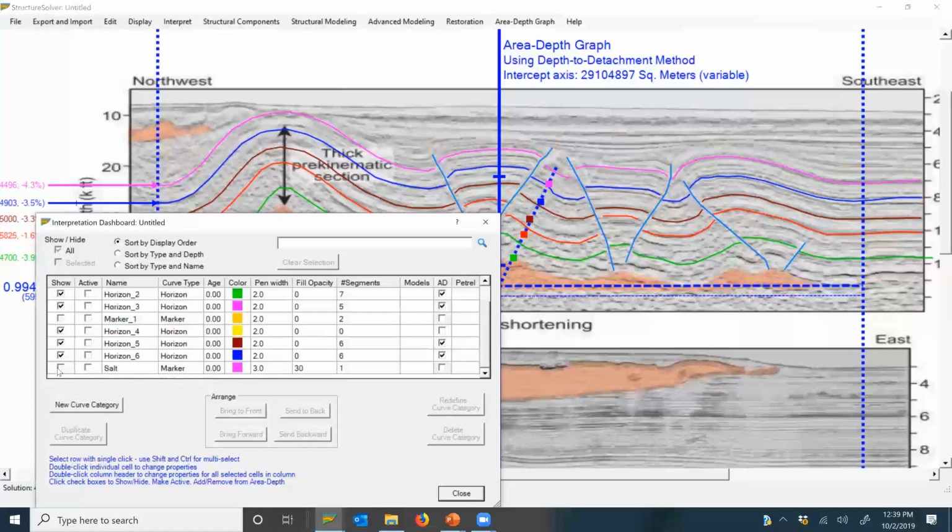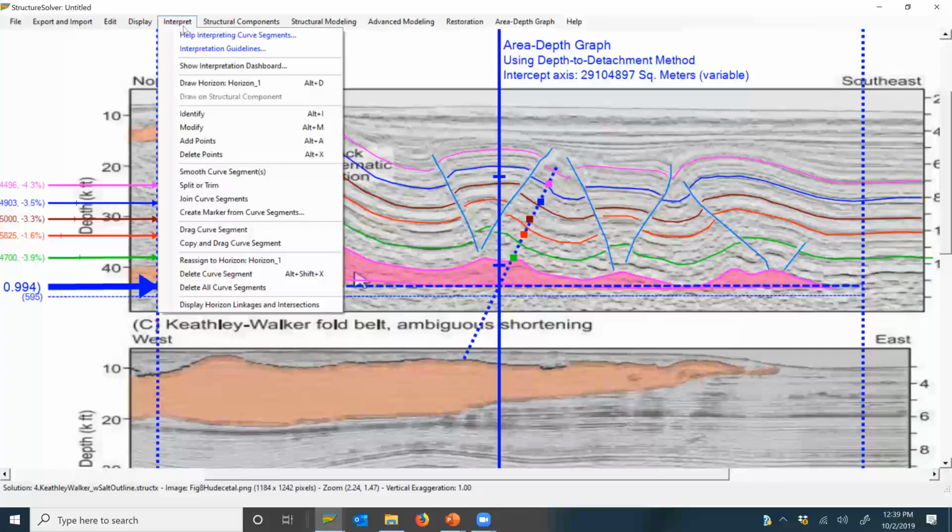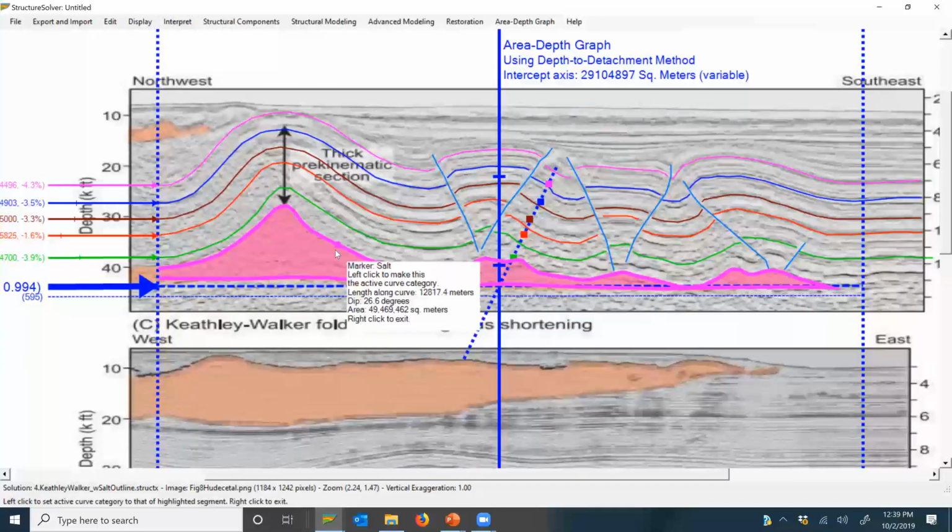It's not it. So there's our salt. We've shaded in the salt, and what you can try and do now is say, okay, this is where they've interpreted the salt. I can look at that salt, and so the area is shown. That's the second thing up from the bottom there, right above "right click to exit" in that box.